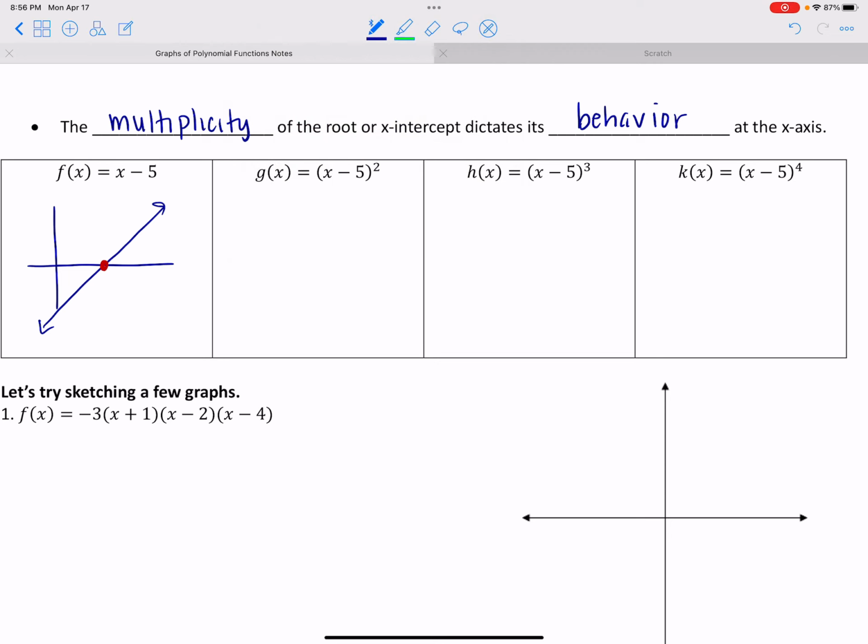Now g of x equals x minus 5 squared. That's my parent parabola shifted to the right 5. And again, if I shift my parabola over to the right 5, I can see at that x-intercept of 5, again, I have quadratic behavior.